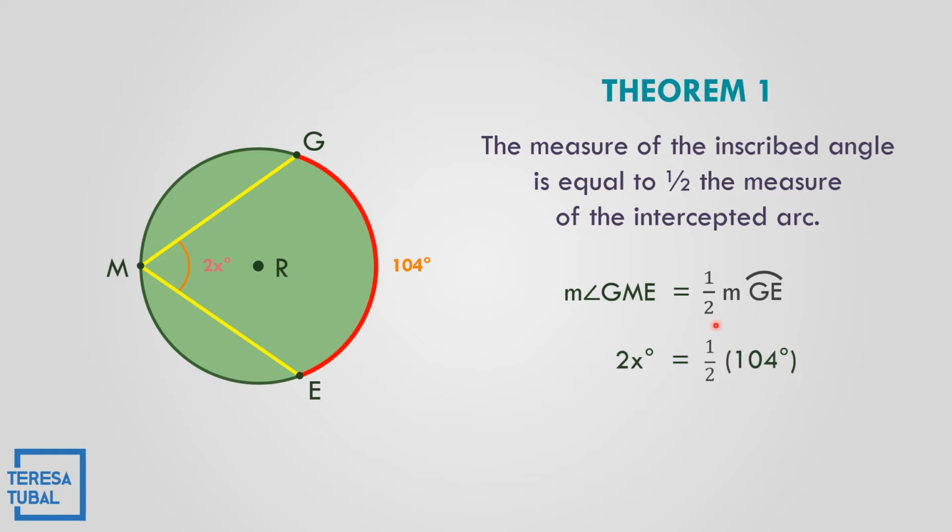Let us replace. Angle GME is equal to 2x degrees, copy 1/2, arc GE is equal to 104 degrees. So let us divide 104 by 2, that is 52 degrees. Copy 2x degrees. So let us solve. x is equal to 26 because we divide both sides by 2 degrees. So 2x degrees divided by 2 degrees is x, and 52 degrees divided by 2 degrees, the answer is equal to 26.